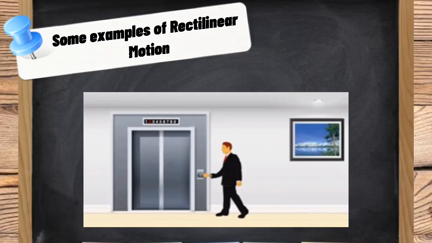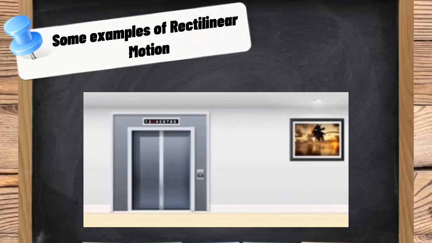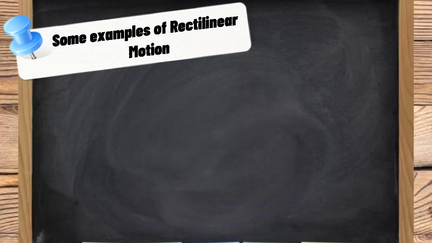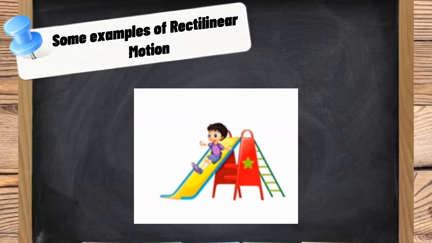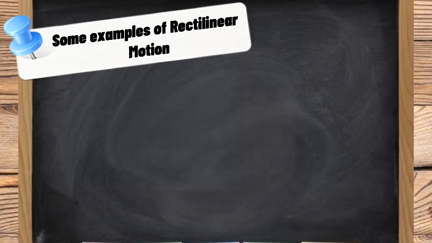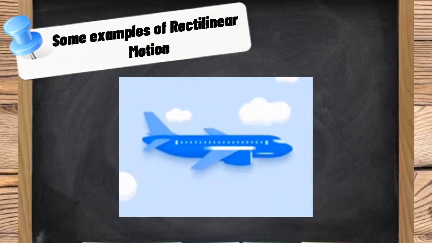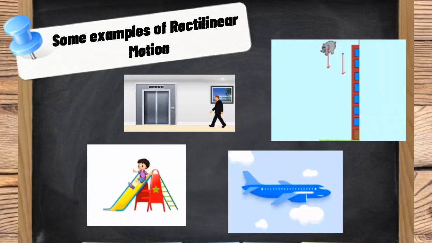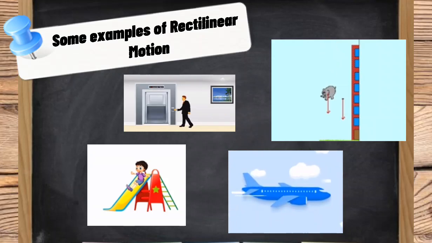First, the use of elevators in public places is an example of rectilinear motion. Gravitational forces acting on objects resulting in free fall is an example of rectilinear motion. Kids sliding down from a slide is a rectilinear motion. The motion of planes in the sky is a rectilinear motion. These are some of the examples of rectilinear motion.